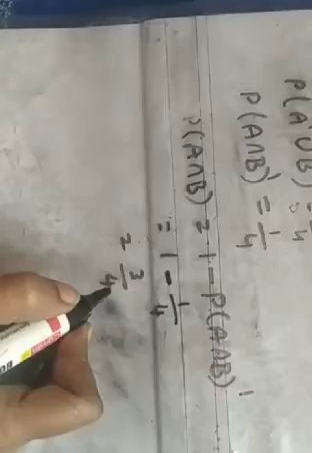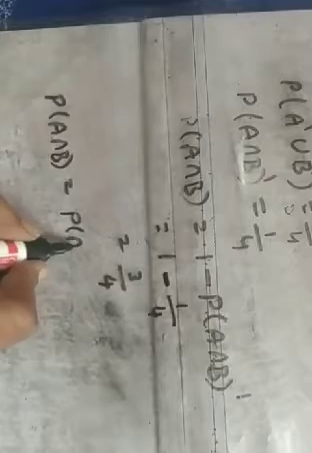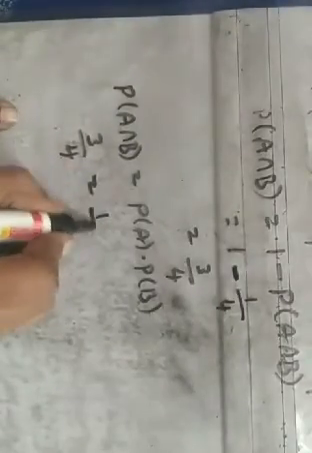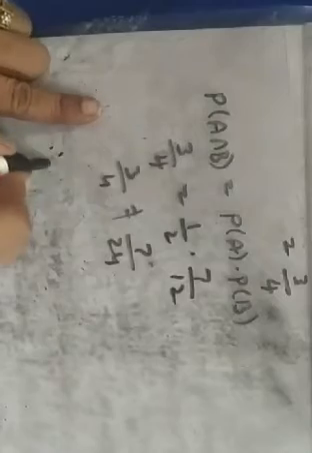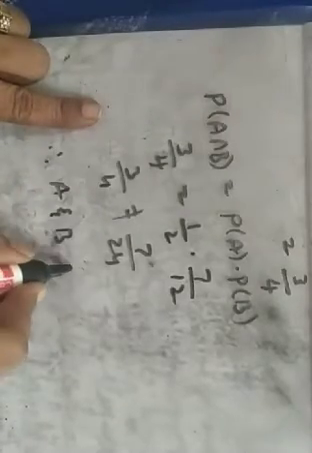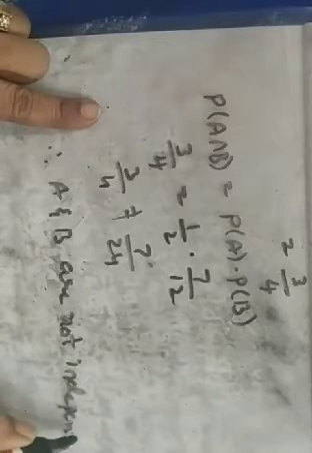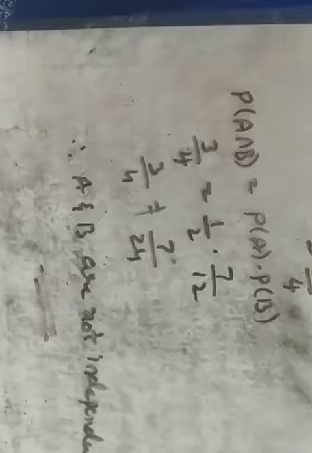Which is equal to 4 minus 1, nothing but 3 by 4. Next, use the formula P of A intersection B is equal to P of A into P of B. What is the intersection? 3 by 4. What is P of A? 1 by 2. What is P of B? 7 by 12. 7 by 24 is not equal to 3 by 4. Therefore, A and B are not independent. They are asking whether they are independent or not. A and B are not independent.